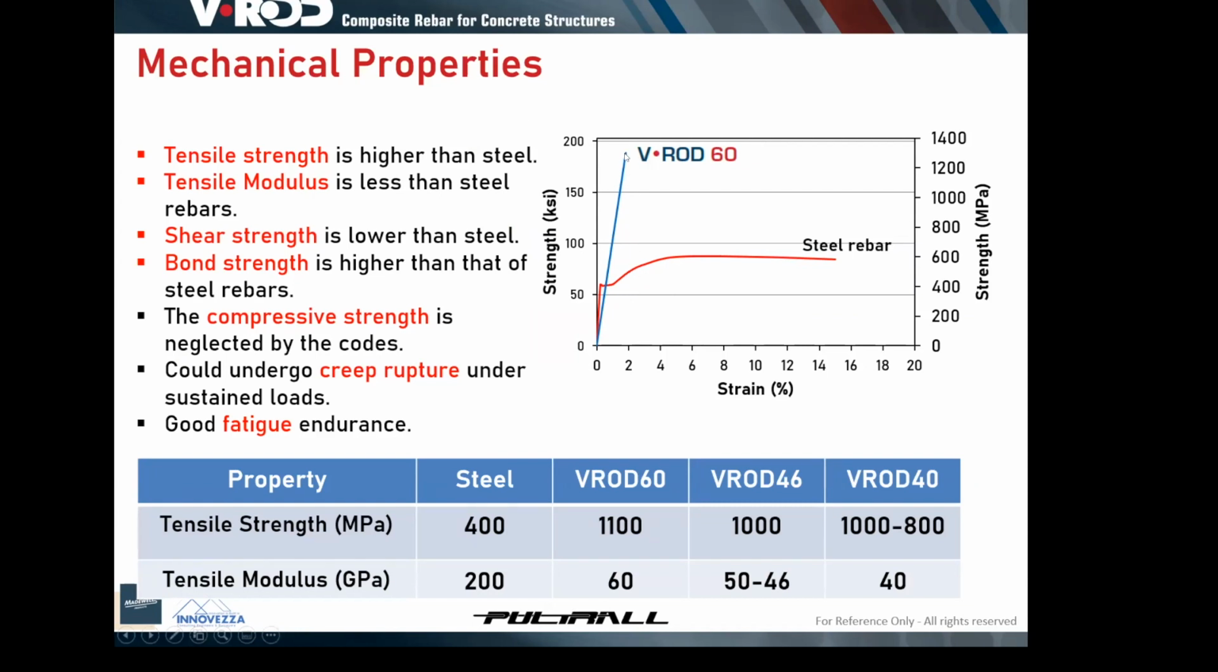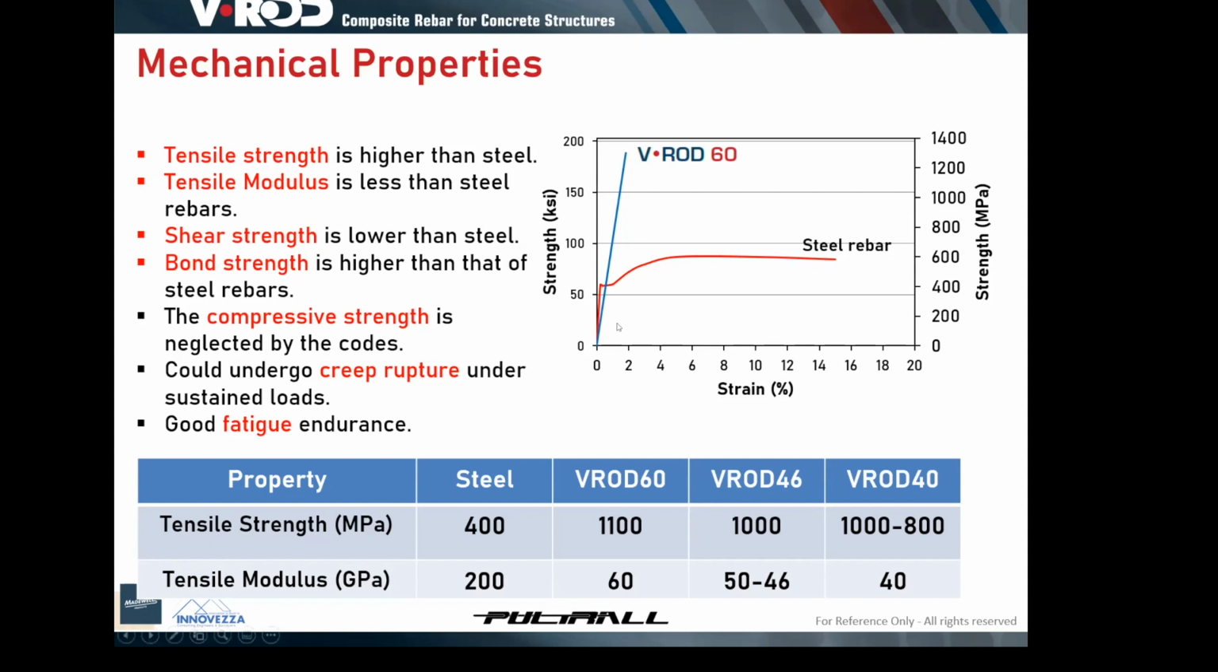The ultimate strength of GFRP reinforcement is much higher than the yielding strength or the ultimate strength of the steel bars. For example, for this VROD 60, we have an average strength of about 1300 megapascal, while for the grade 60 bars, we have a yielding strength of 400 megapascal and the ultimate strength of 600. So the tensile strength is at least double the tensile strength of the steel rebars.